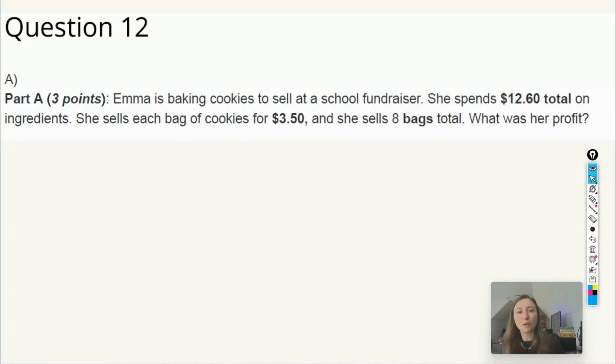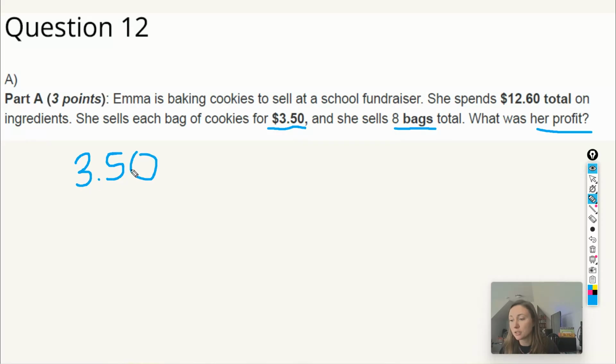Alright, this is for question number 12. So this says Emma is baking cookies to sell at a school fundraiser. She spends $12.60 total on ingredients. She sells each bag of cookies for $3.50 and she sells 8 bags total. What is her profit?